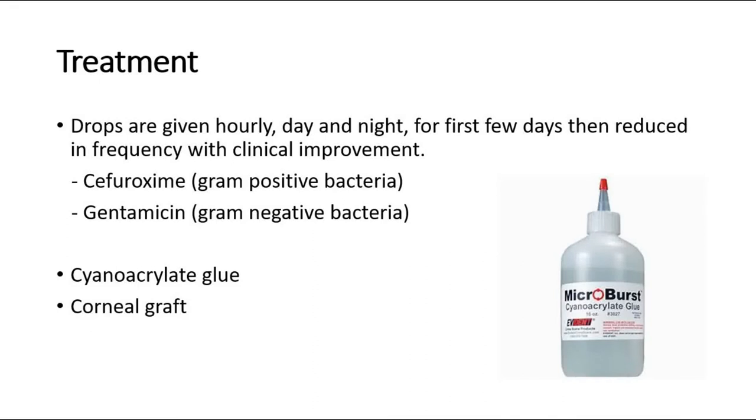In severe cases or those unresponsive to treatment, the severe keratitis, there may be perforation of the cornea. This perforated cornea can be treated initially with tissue adhesives to seal the wound by using cyanoacrylate glue, which you can see in this picture over here. Later, when the inflammation has settled down, we can repair the wound by using a corneal graft.